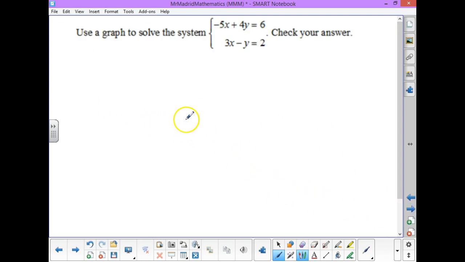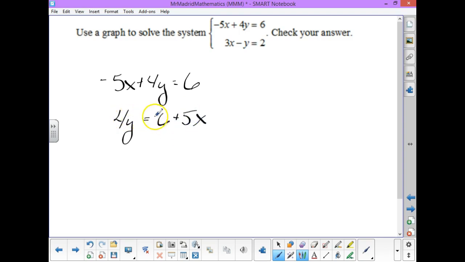Alright, use a graph to solve the system. Okay, you'll be looking at a problem like this. What you want to do is solve for y. Although it's one system, it's got two equations and you want to solve each one for y. So let's take the first one. I'm going to go ahead and add 5x to both sides. I'm actually not writing the steps here, so it's not as distracting, but you can. And next I'm going to divide by 4, as we all know to do here.